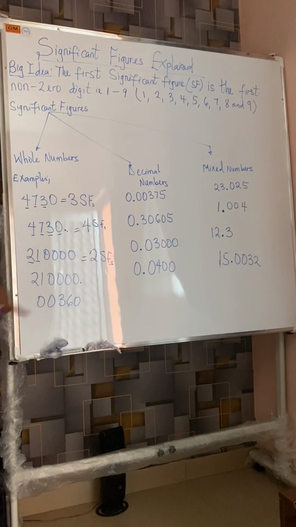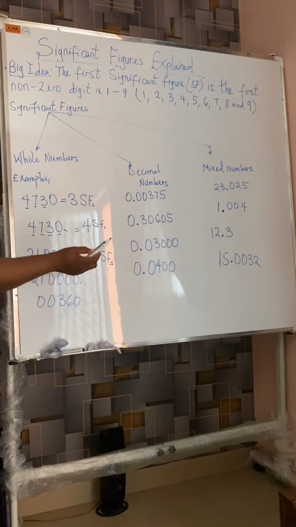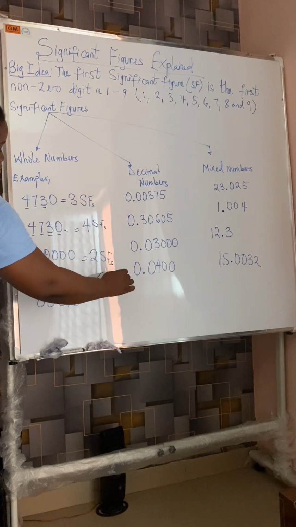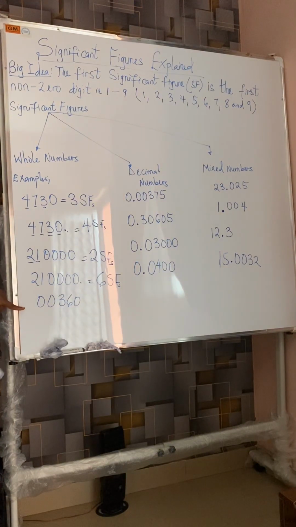But in this case, because you're seeing this, we have 1, 2, 3, 4, 5. This is the first non-zero. 1, 2, 3, 4, 5, 6. So that we have 6 significant figures here. And of course, these zeros here are placeholders.